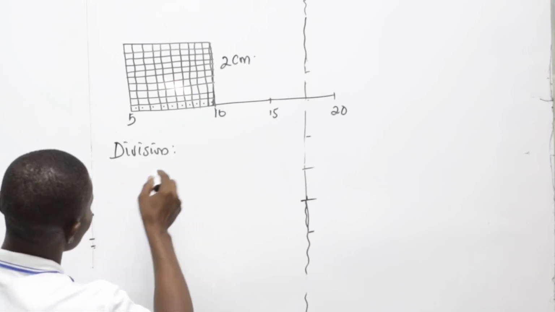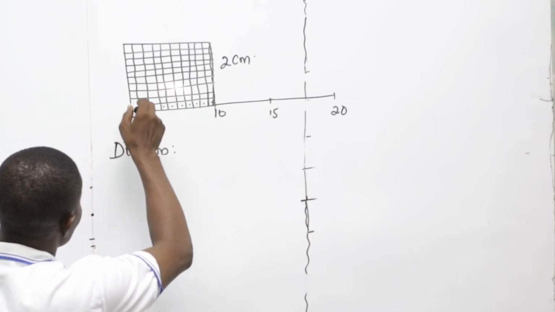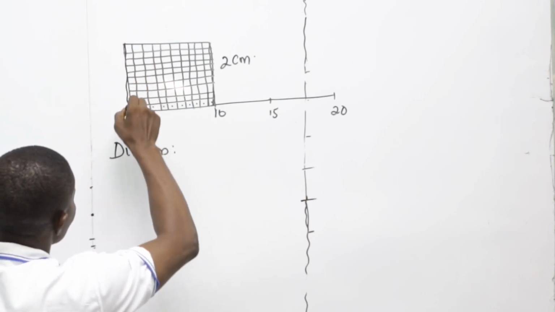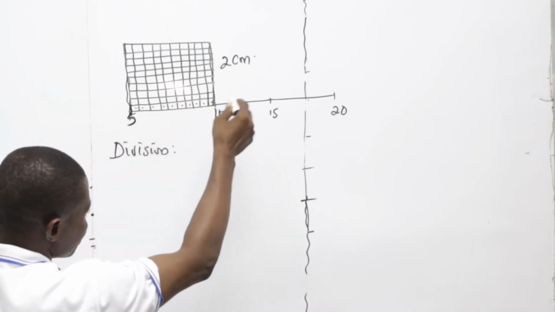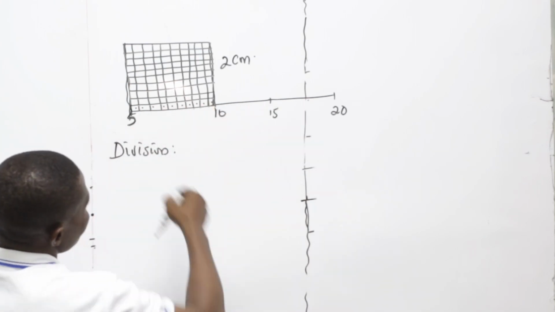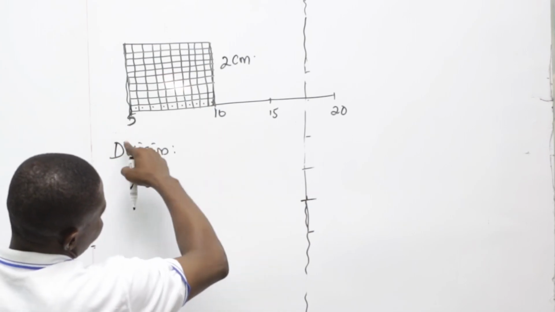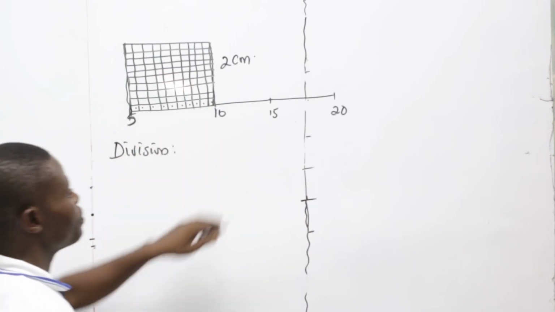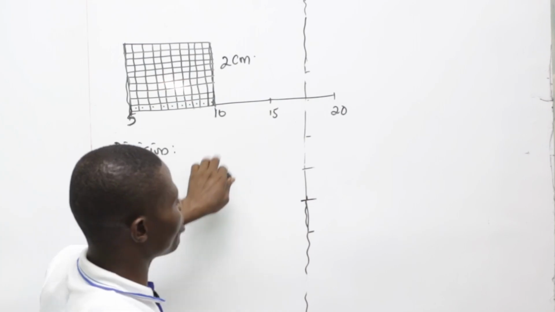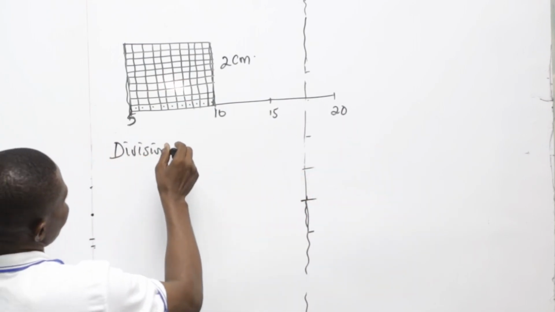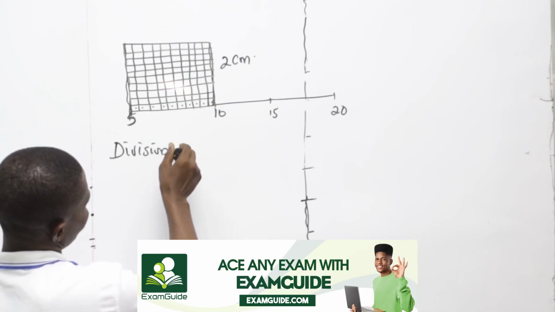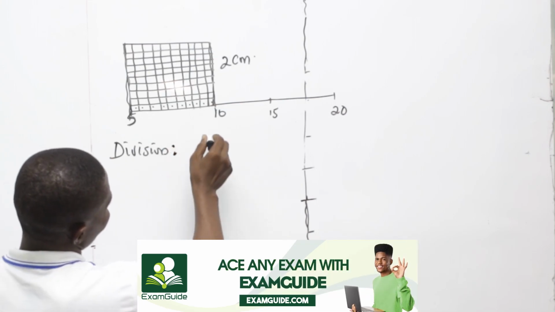Is to know that each unit given to you, which is 5, after 5 the next is 10, after 10 the next is 15. Ask yourself, what is the difference between 10 and 5? Is 5. Difference between 10 and 15 is also 5. 20 and 15 is also 5. Meaning your working scale now, or the working division, the division for this graph is what?